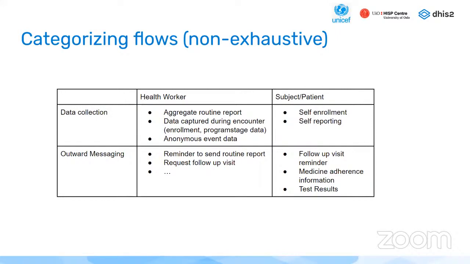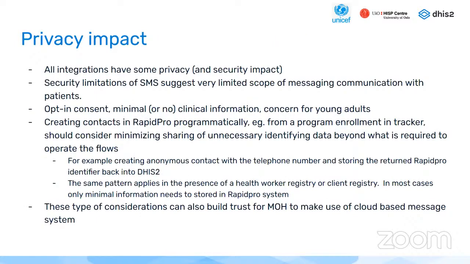Where the contact is not a health worker, but is a subject of care or a patient or even a citizen at large, there are also opportunities for data collection, particularly around self-enrollment, but also self-reporting of symptoms, for example, as in the case of that Indian hospital WhatsApp application that's referred to. And also opportunities for outward messaging, including, again, follow-up reminders, medicine adherence information, test results, etc. Clearly, when you start looking at this right-hand column, you can see that there are more significant privacy implications of those flows. So I'm going to talk a little bit about those before we move on to our final session.